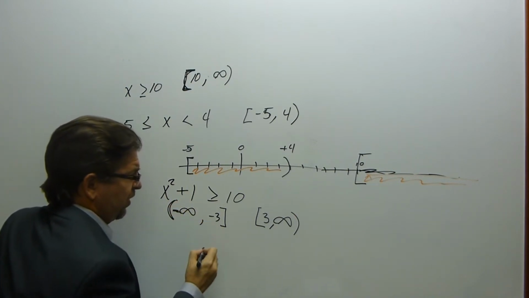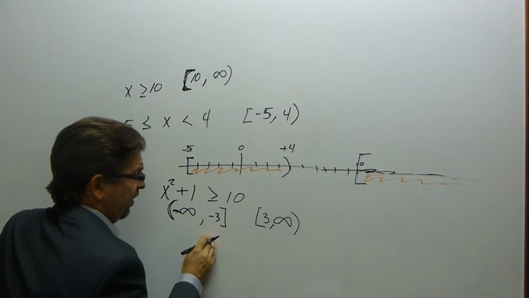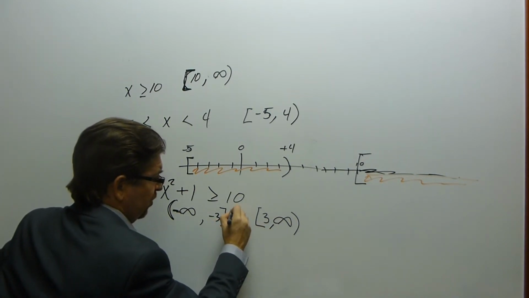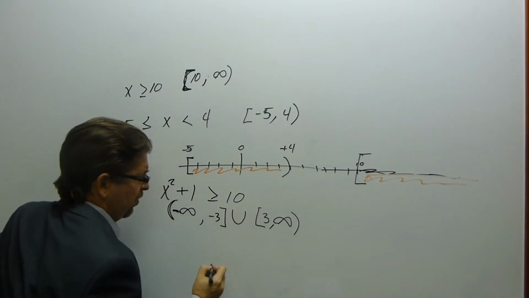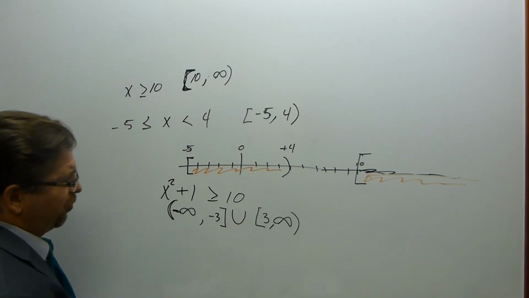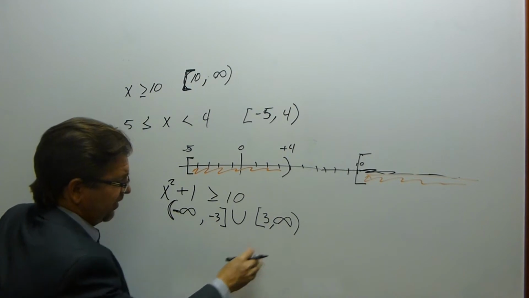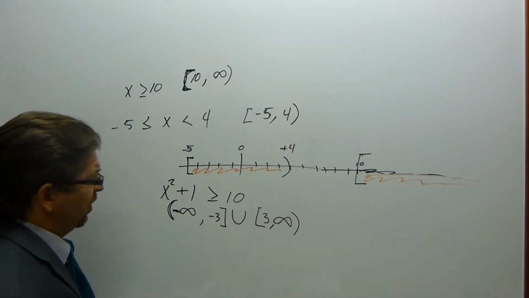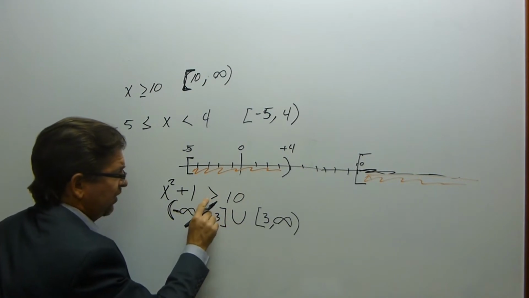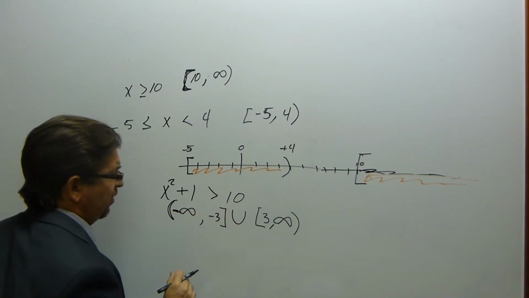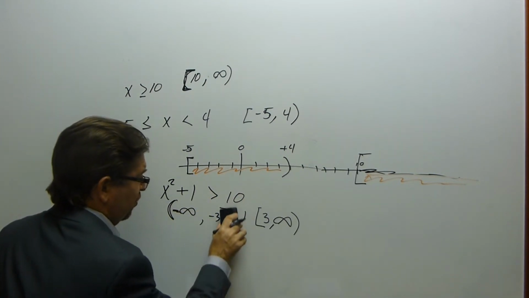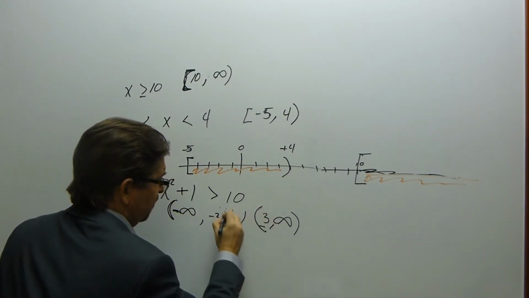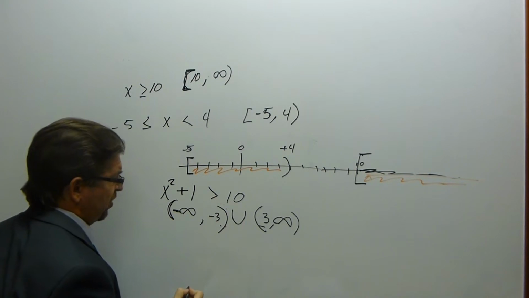Now, how do I say I can have both of these? I use the union symbol. That just means we're including this set and we're including that set. That's all it means. Okay. And of course, if I had a greater than, then I would change these to regular parentheses. Okay, that makes sense.